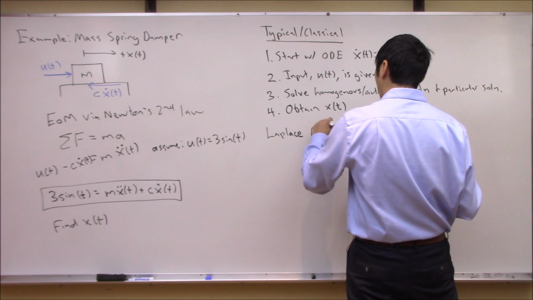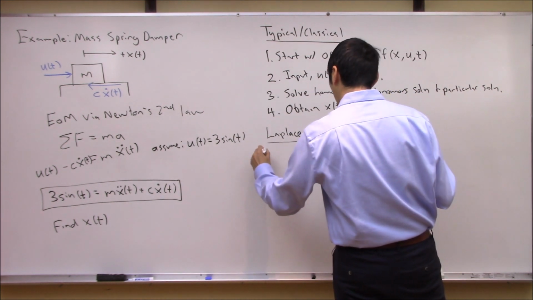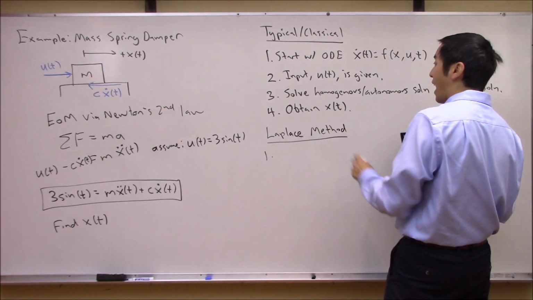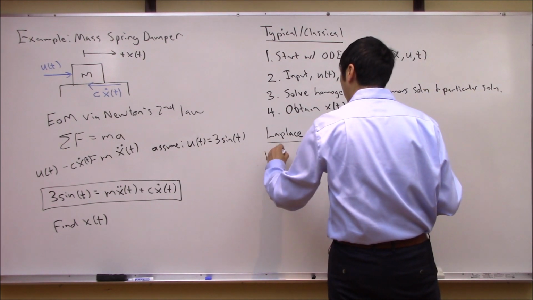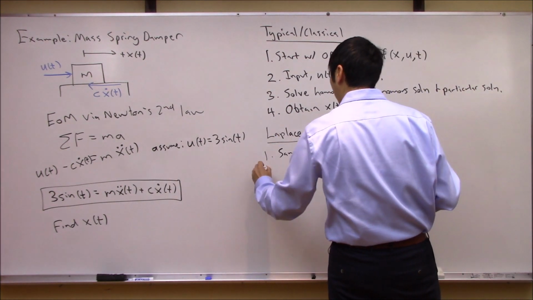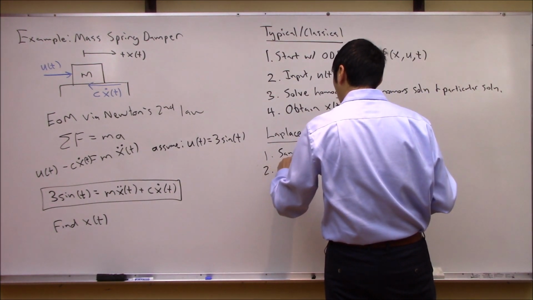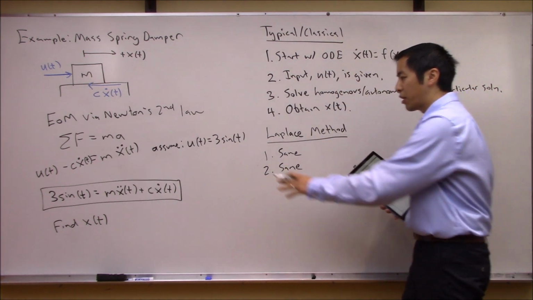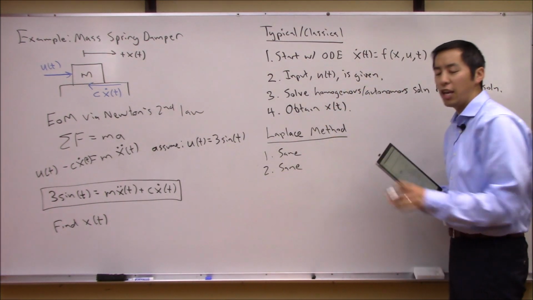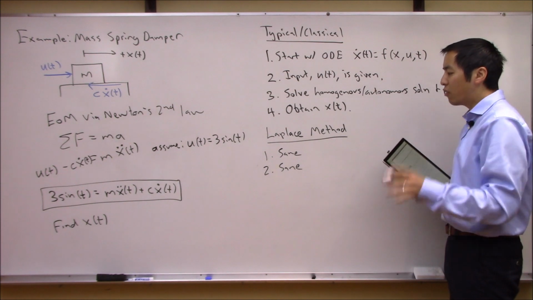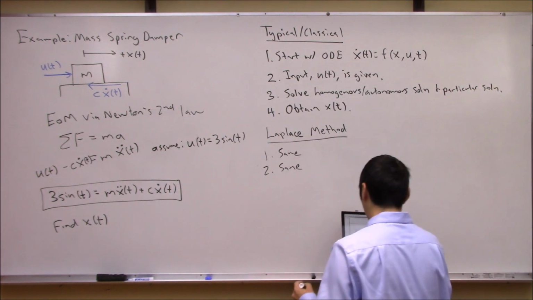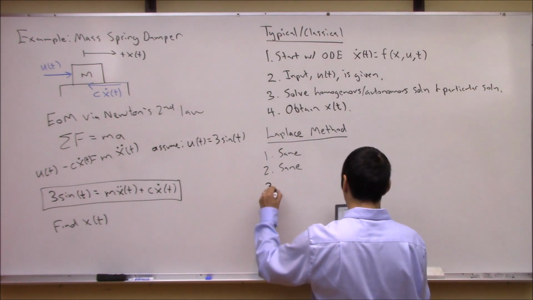So the Laplace method. Okay, what do you do? You start with the exact same first 2 steps. So this is the same as above, and step 2 is the same, right? You are basically given the same problem. You're given the differential equation, and you're given the input to the system. This is where it diverges, and this is where it gets a lot better, in my opinion.